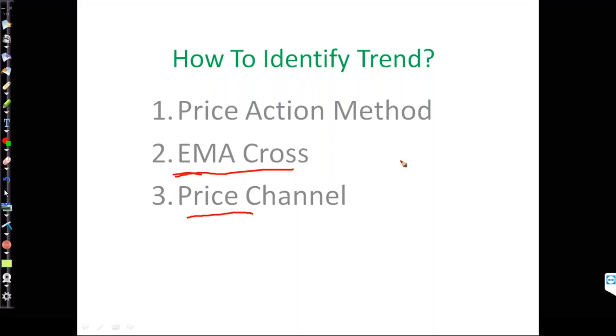So when we get the three confirmations, one is price action method, two is moving average crossover, and the third is price channel breakout, right? When we see the three confirmations, we'll confirm that the market has just changed, so the market is running uptrend or downtrend, right? One by one I will explain to you.